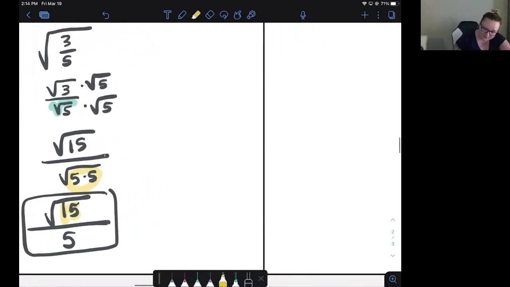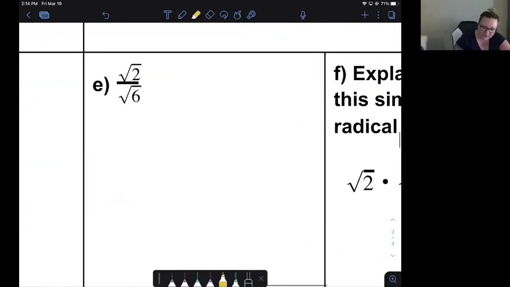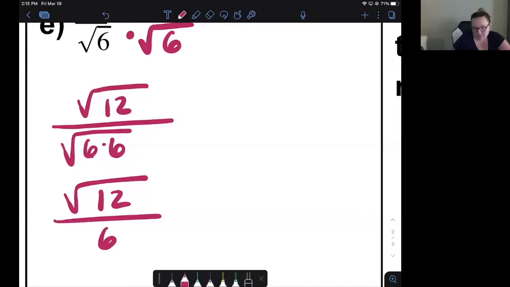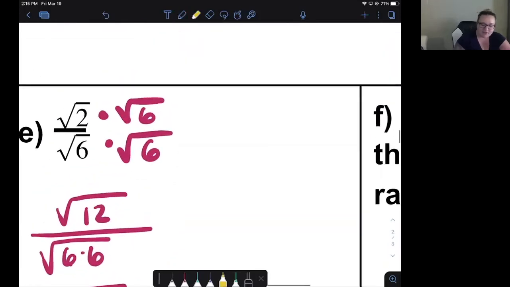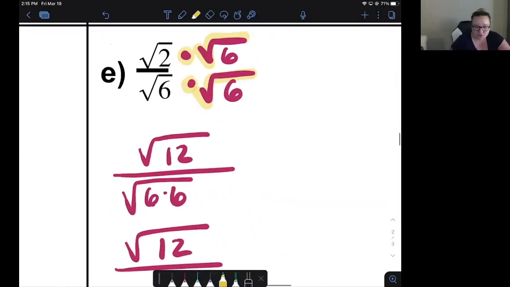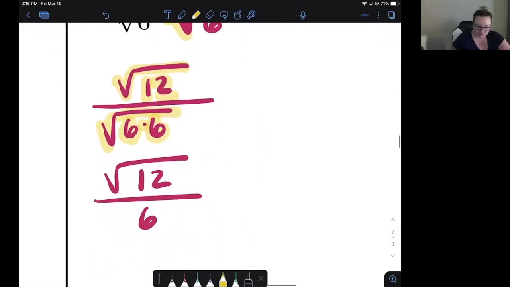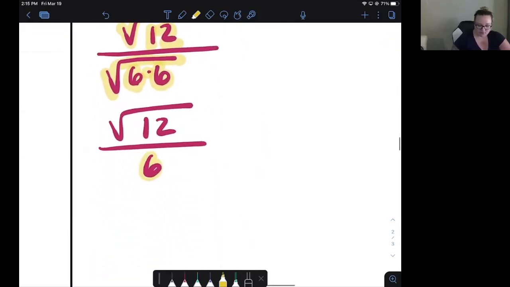So why don't you go ahead and give 2 over root 6 a shot on your own. See what you get. So I bet you were able to take the numerator and the denominator and multiply them both by root 6. So root 2 times root 6 is root 12. Root 6 times root 6 is root 6 times 6, which simplifies to 6. So root 12 over 6.